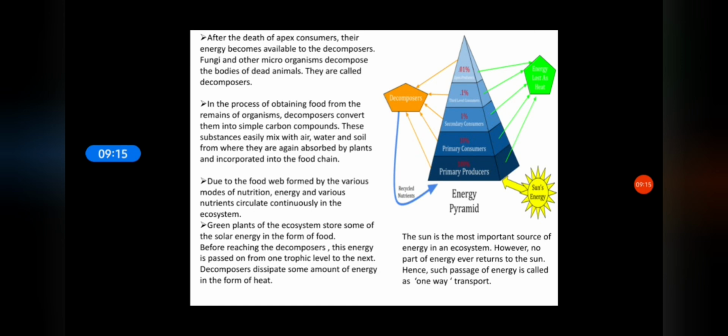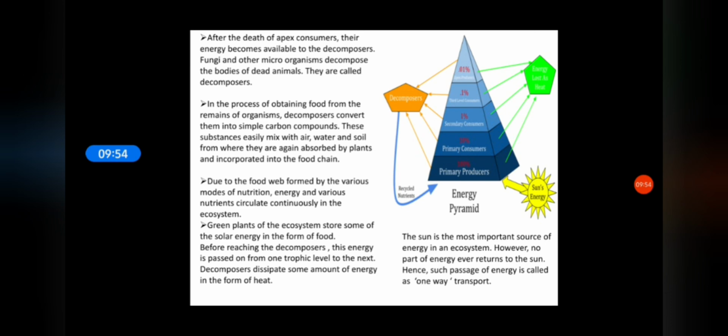During the decomposition process, decomposers convert complex carbon compounds into simpler carbon compounds. These substances easily mix with the air, water and soil and restore their amount in nature. From nature again they are absorbed by the plants and incorporated into the food chain and circulate continuously in the ecosystem. So we can say that nutrients flow in an ecosystem in a cyclic way.